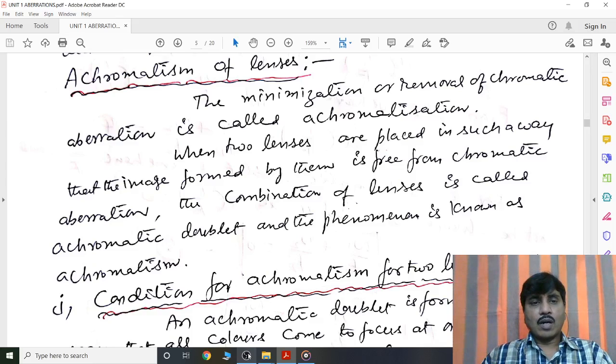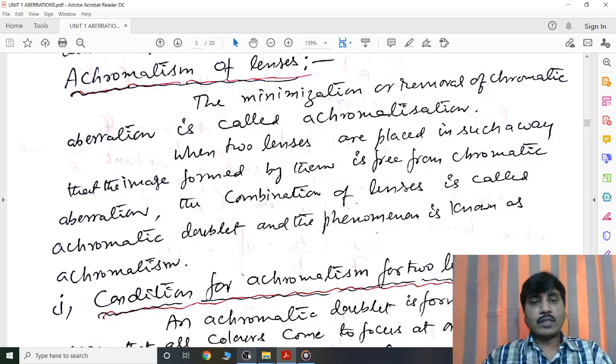Now, I would like to explain the method of minimization of chromatic aberration. It is called achromatism. Achromatism of lenses. The minimization or removal of chromatic aberration is called achromatism. When two lenses are placed in such a way that the image formed by them is free from chromatic aberration, then the combination of lenses is called an achromatic doublet and the phenomenon is known as achromatism.